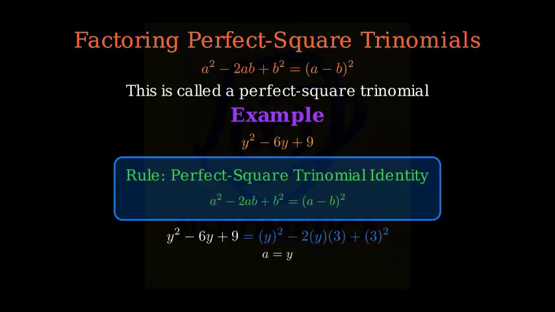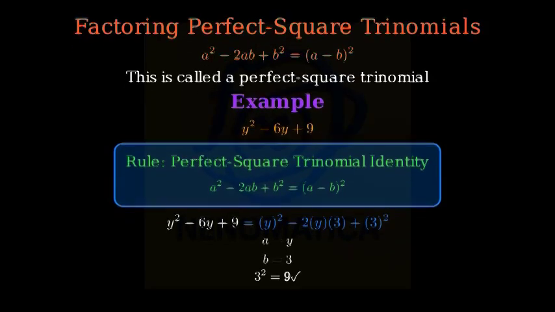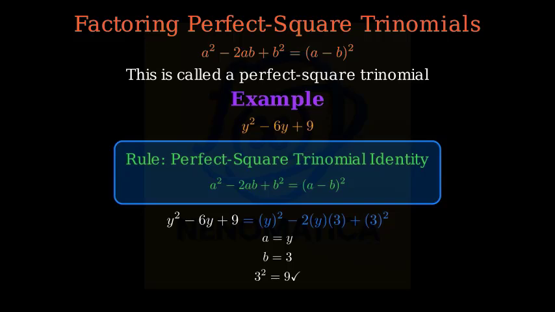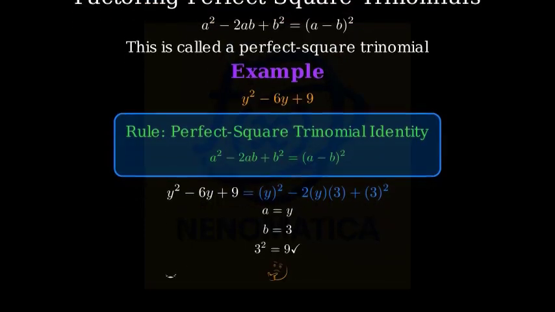This means b equals 3. Finally, we have plus 9, which would be b squared. And indeed, 3 squared equals 9. So our trinomial fits the pattern perfectly. Quick challenge. Can you identify a and b in our expression? Take a moment to think about it.